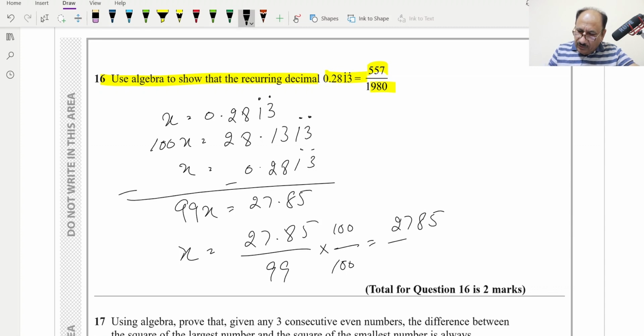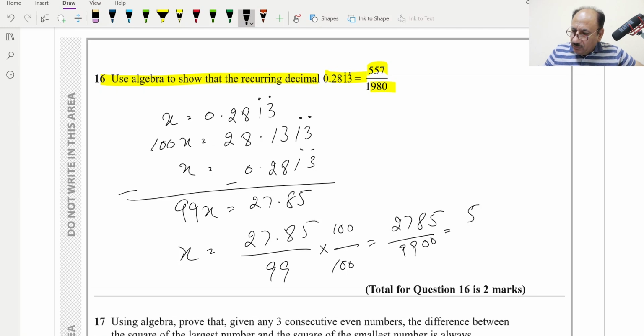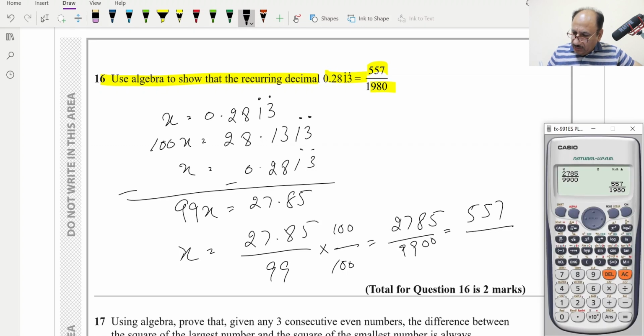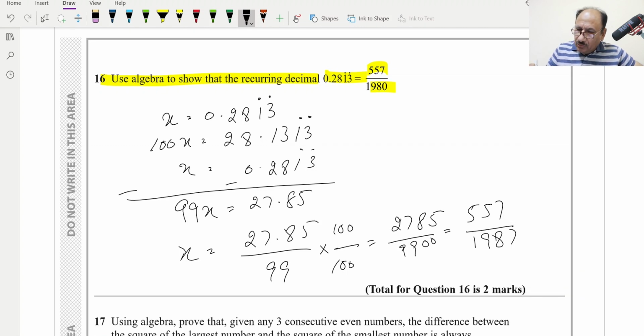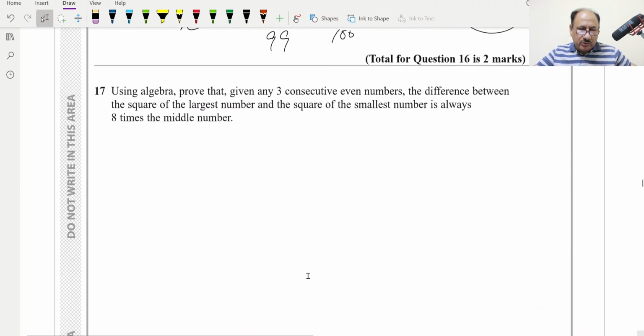So it will be 2785 divided by 9900, and if we simplify this with the help of a calculator, 2785 over 9900 will be, in fraction form, 557 over 1980, and this is what we were looking for, so this is also done.